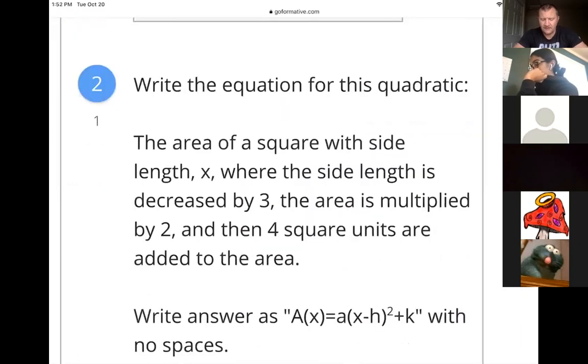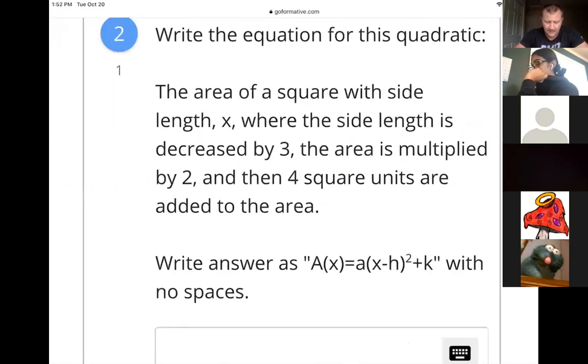Okay, 2.2 says, write the equation for this quadratic. The area of a square with the side length x, where the side length is decreased by 3, the area is multiplied by 2, and then 4 square units are added to the area. Okay, I told second period to just do this and nobody got it. They're like, what are they even talking about?